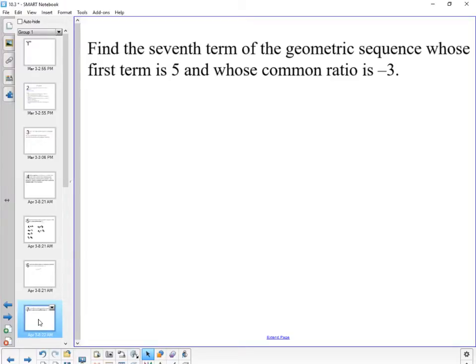Find the seventh term of the geometric sequence whose first term is 5 and whose common ratio is -3. So, you guys want to try first? Okay, go for it. You can do it. Seventh term?